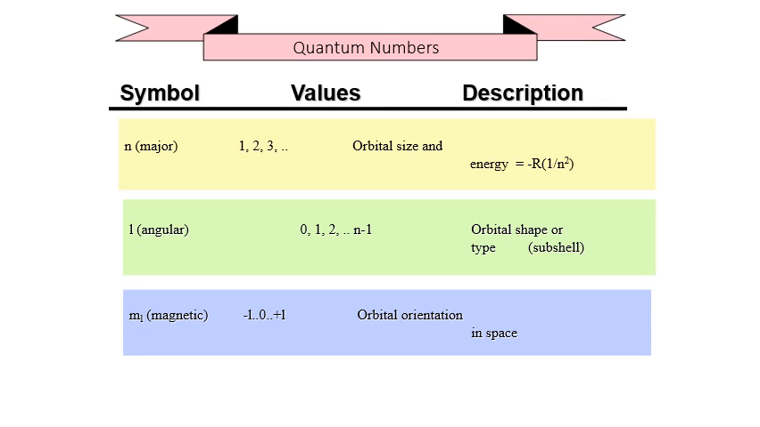Next is the magnetic quantum number, whose values lie between minus L to plus L. For example, if L is equal to 1, then ml will be minus 1, 0, plus 1. It gives the orbital orientation in space.